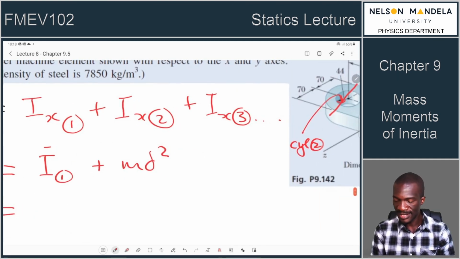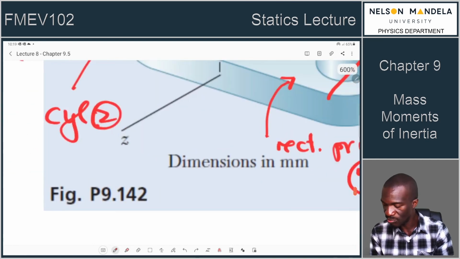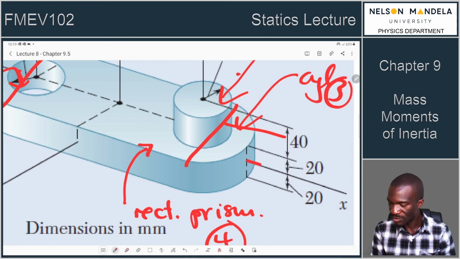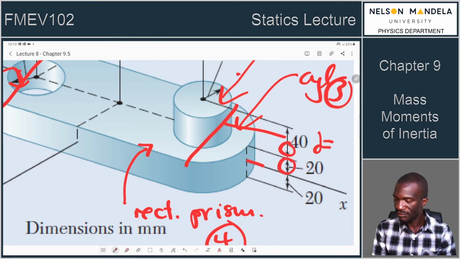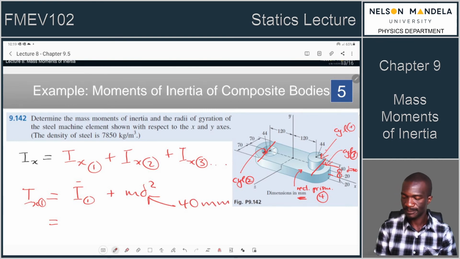So what is its centroidal moment of inertia? And then our d is going to be the distance from half of its thickness, which is 20, all the way up to there. So we have this first 20, the second 20. So our d for cylinder number 1 is 20 plus 20, which is 40. Distance is in millimeters, so this d is 40 millimeters.